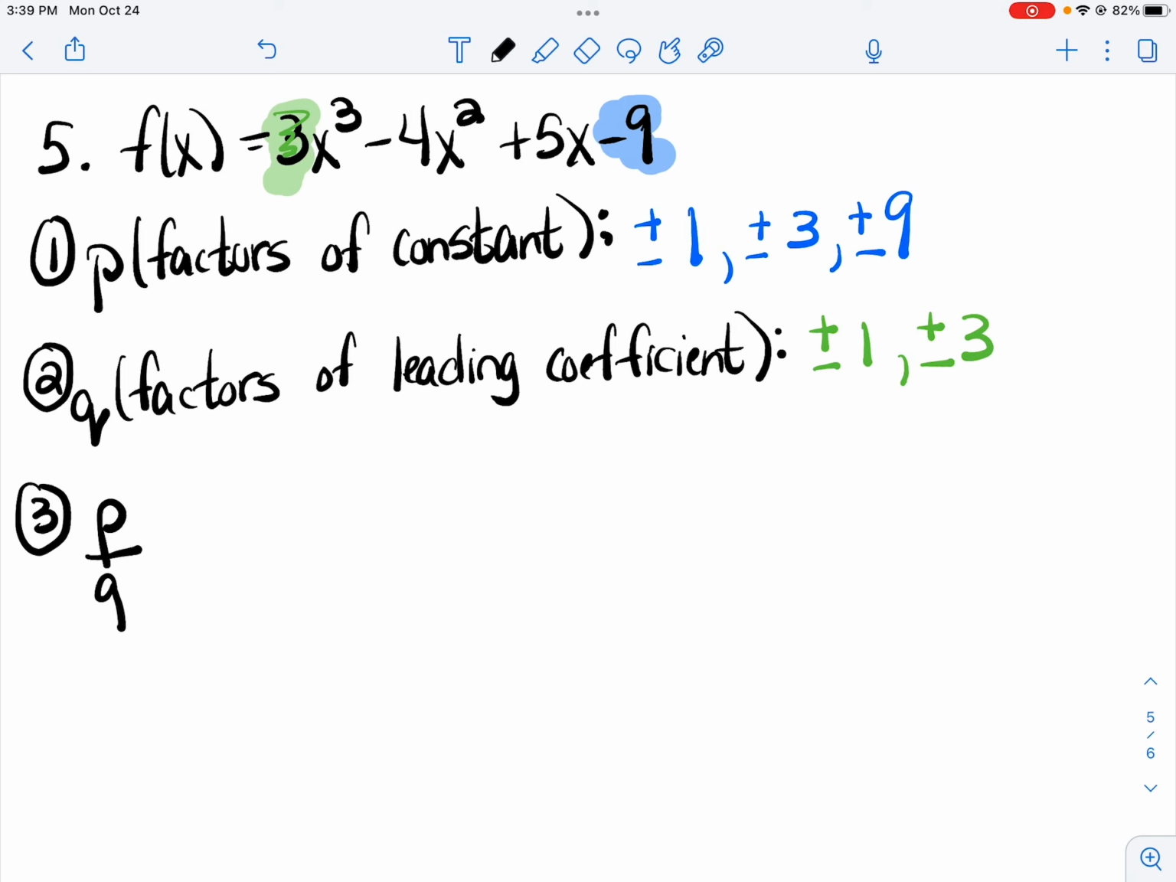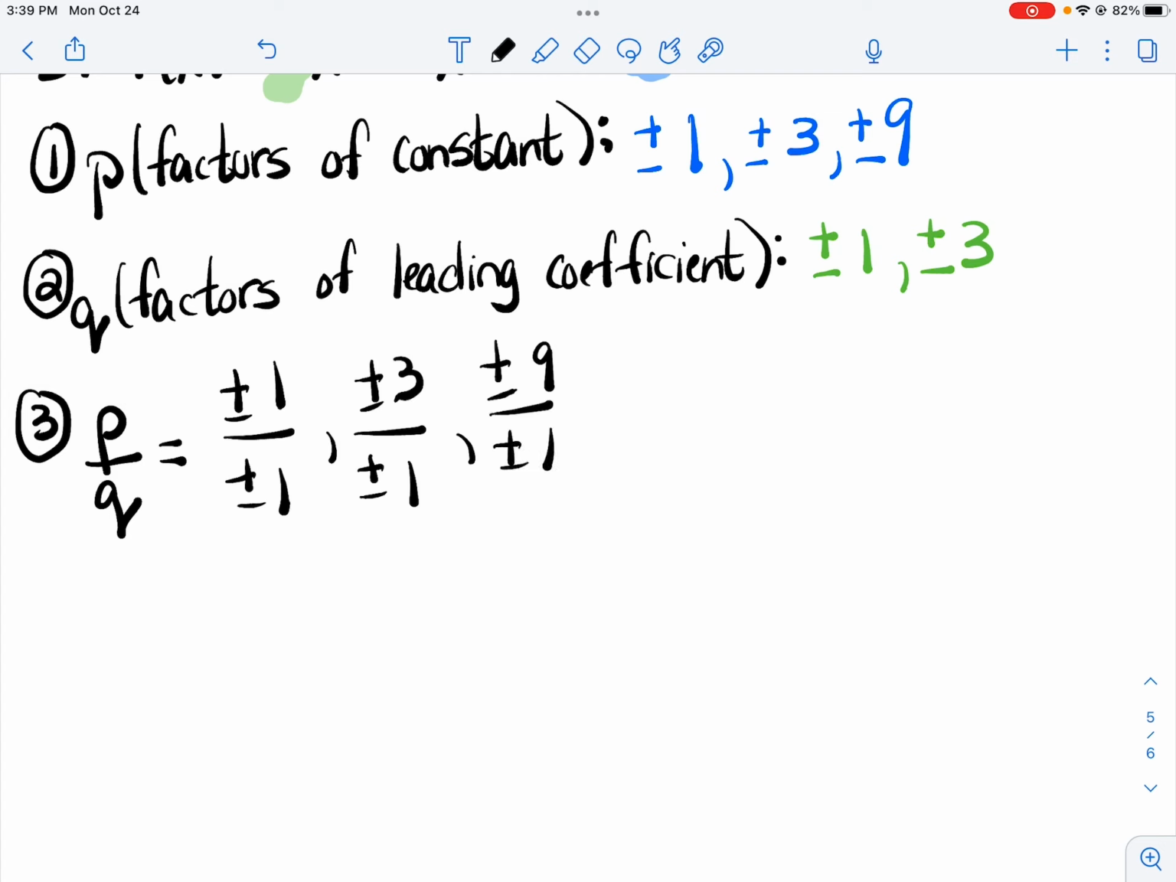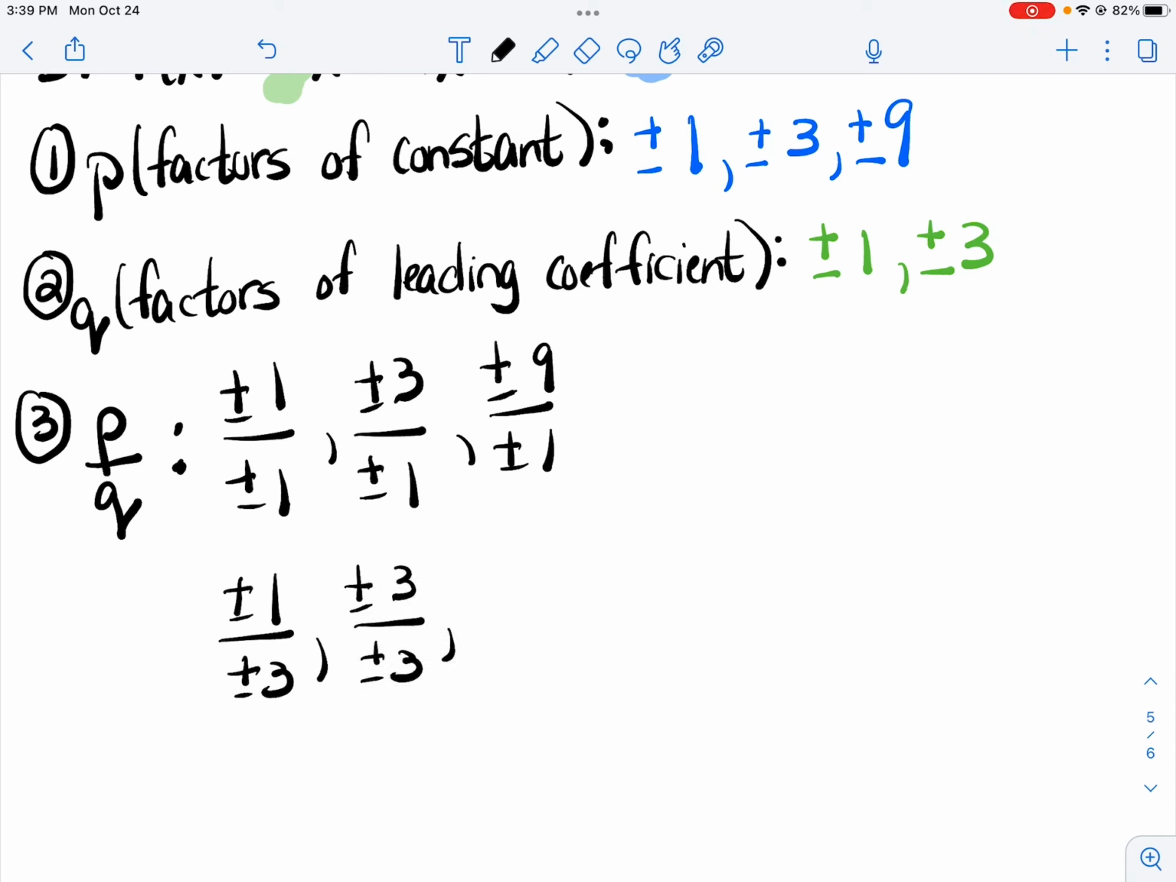Then my third step is to take P over Q. So first, I would have 1 over 1. Then I would have 3 over 1. And then I would have 9 over 1. Then I'm going to put all the p's over 3. So I would take the 1 and put it over 3. I would put the 3 over 3. And the 9 over 3.